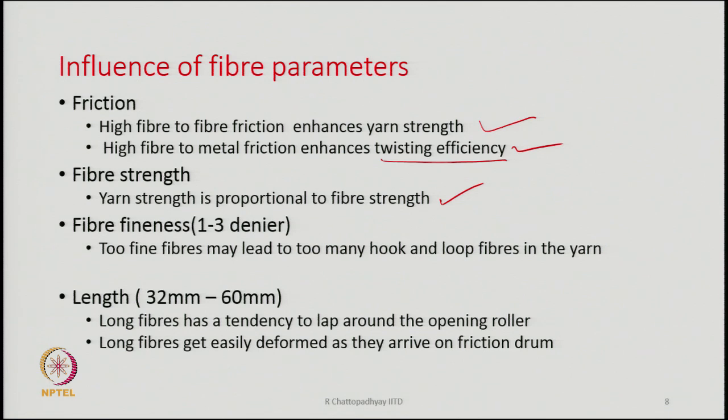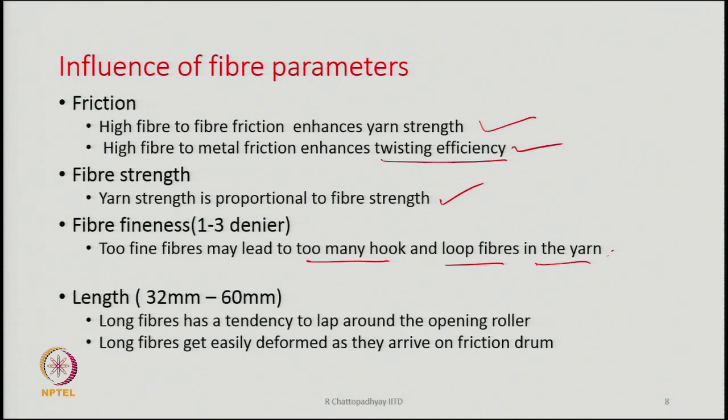Fiber fineness. Too fine fibers may lead to too many hook and loop fibers in the yarn, that is, too many deformed fibers, because finer fibers have very little flexural rigidity. So, they can easily bend. Coarse side, therefore, we go, but we also have to remember that friction spun yarn needs more fibers in the yarn cross section, so that we can spin the yarn successfully.